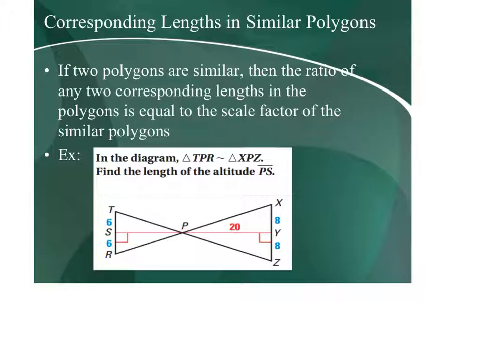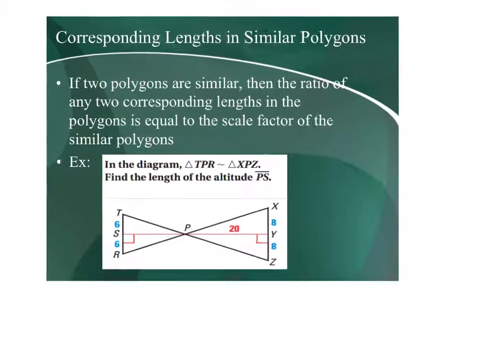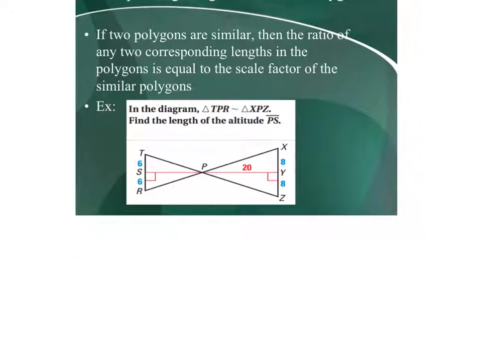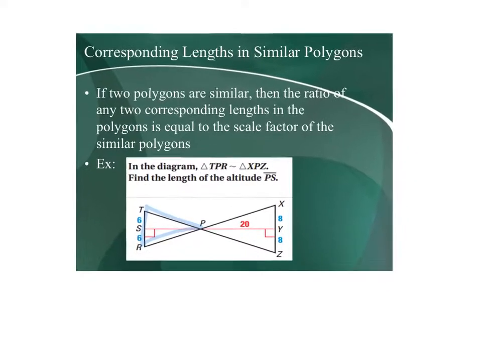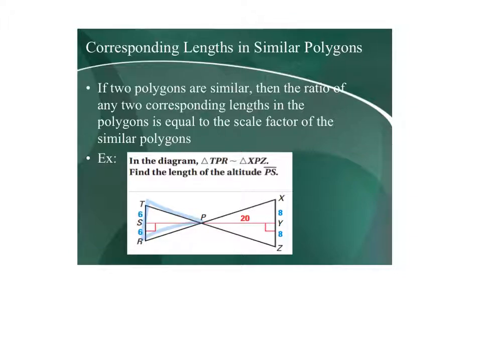What can I do to find the length of this altitude? Now, we're referring to triangle TPR, which is here. Oh, sorry, that was on the other slide. Okay, so for this one, we're referring to these two triangles, not the smaller right triangles. So, how could I find the length of this missing altitude here? What do I need to do?